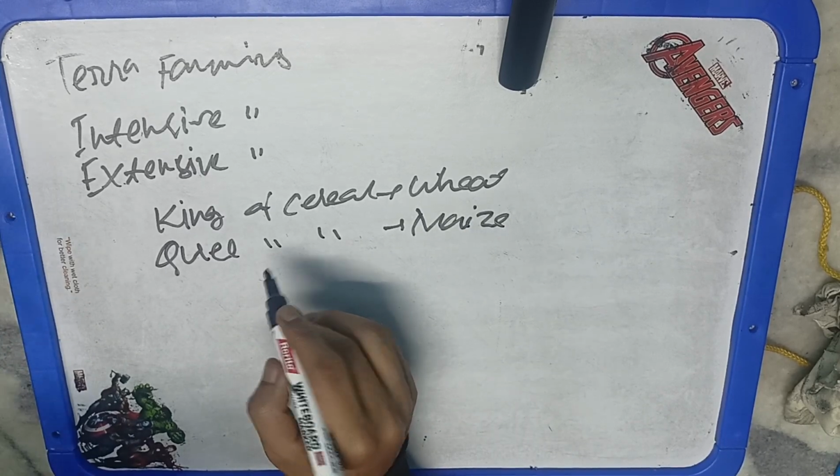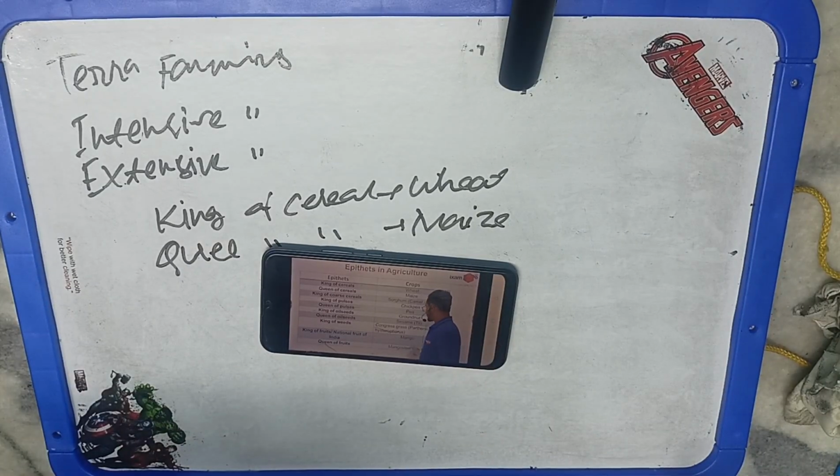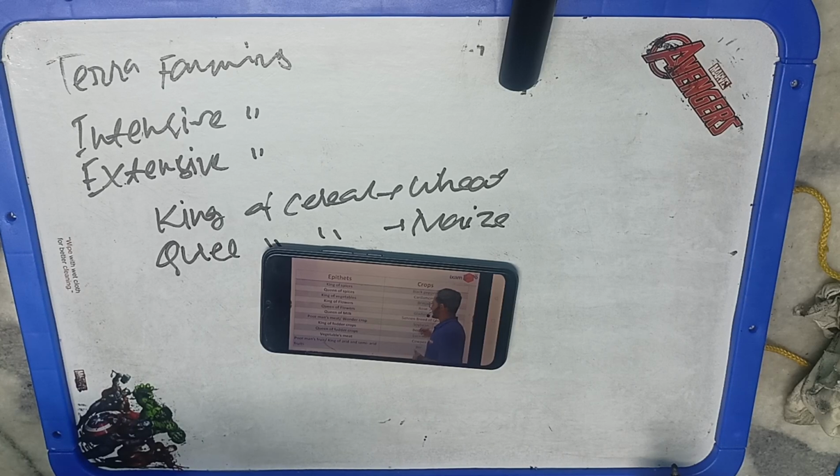King of weeds? Congress grass, Parthenium hysterophorus. King of fruits? Mango. Queen of fruits? Mangosteen, as well as lychee; both are mentioned in the various resources. King of spices? Black pepper. Queen of spices? Cardamom. King of vegetables? Brinjal. King of flowers? Rose. Queen of flowers? Gladiolus.